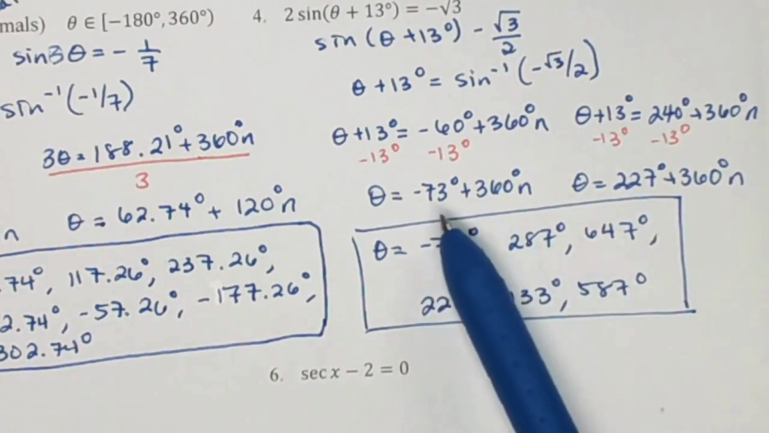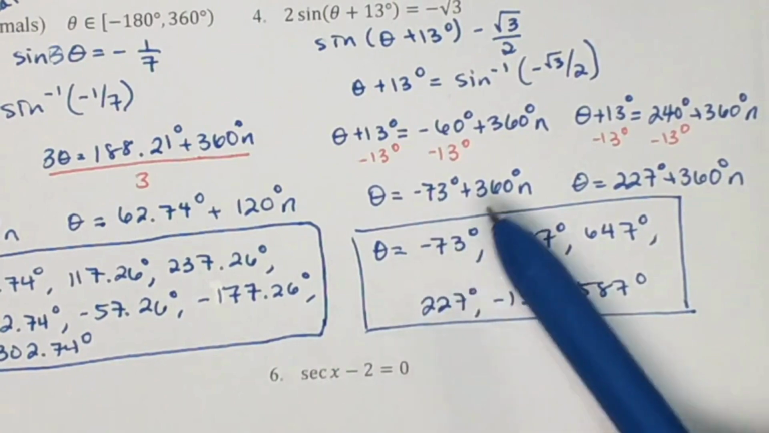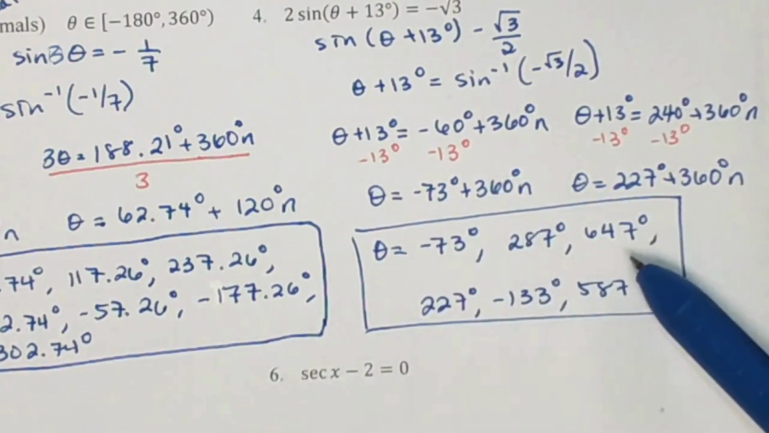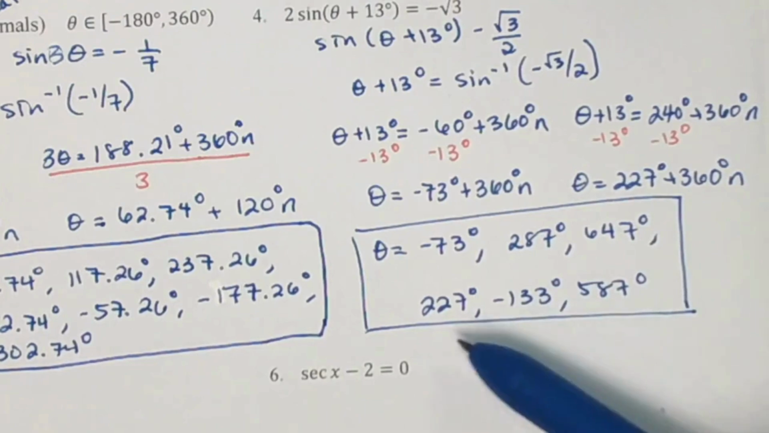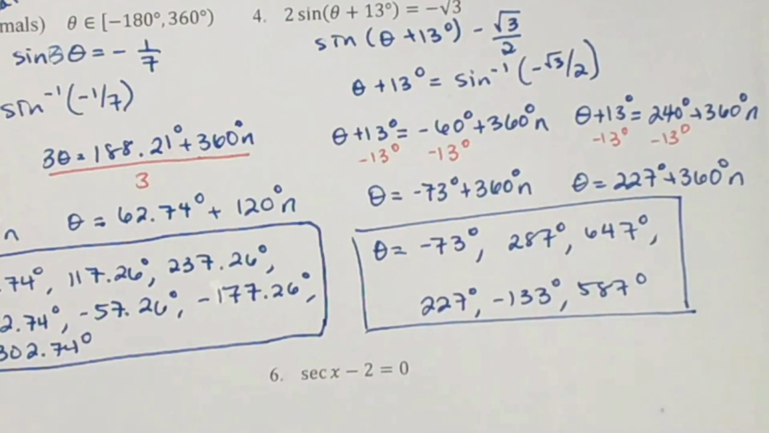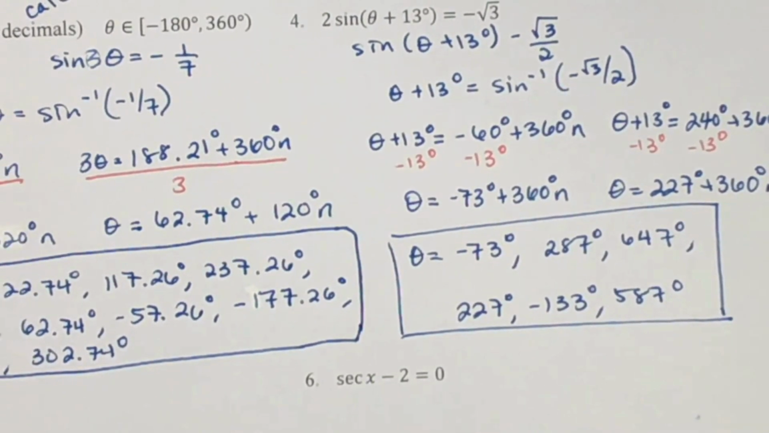So again, what I did is I started off with negative 73 and then couldn't subtract 360 to stay in my range, but added 360 to keep going from there. And then the same thing happens for 227. If I subtract 360 and add 360, I get these answers. So just make sure that you know how to do arithmetic for these types of problems.